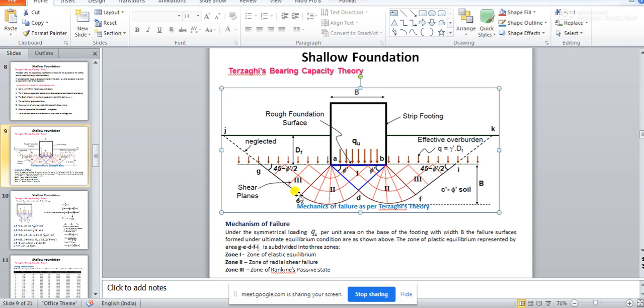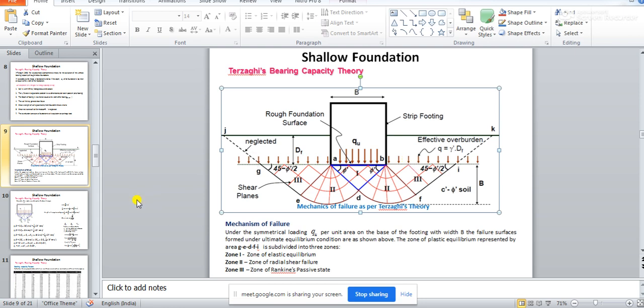Here the angle it will be making, because of this Rankine passive state, it will be 45 degree minus phi by 2. When you will be learning about active earth pressure and passive earth pressure, you will be more clear on this. Sayantan sir will teach you about active earth pressure and passive earth pressure. But for time being, you remember that this zone of Rankine passive state will be making an angle 45 degree minus phi by 2 with the horizontal.